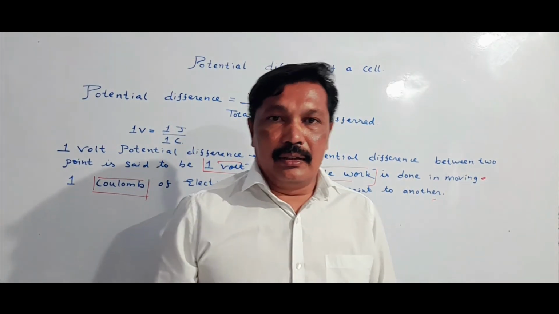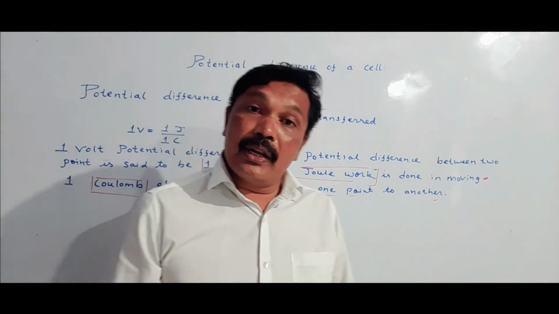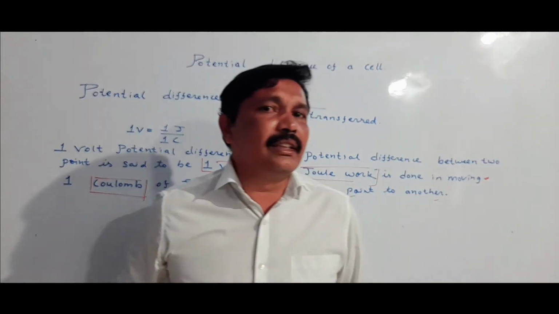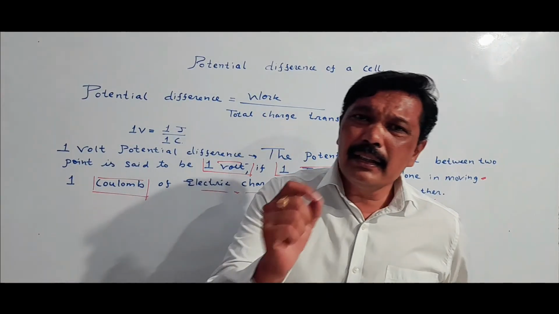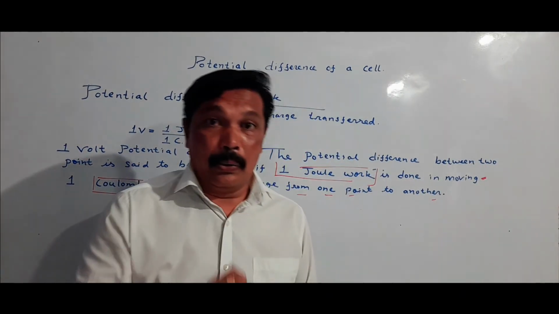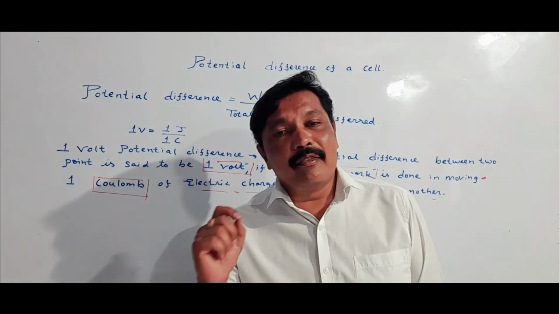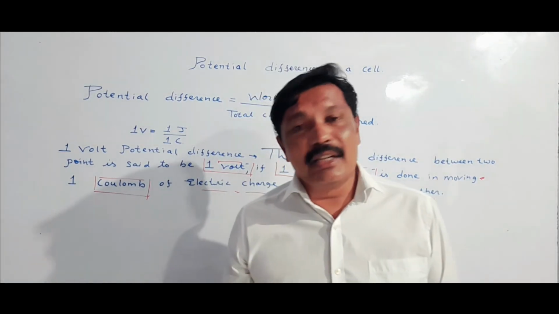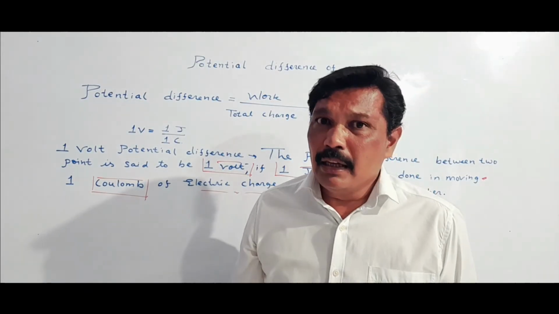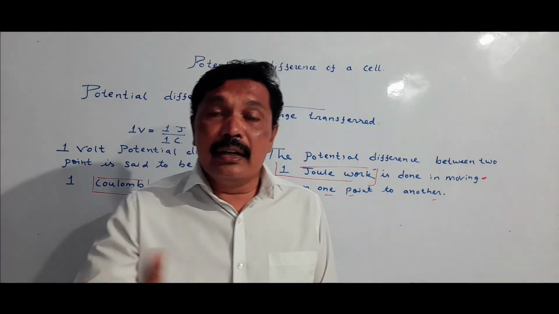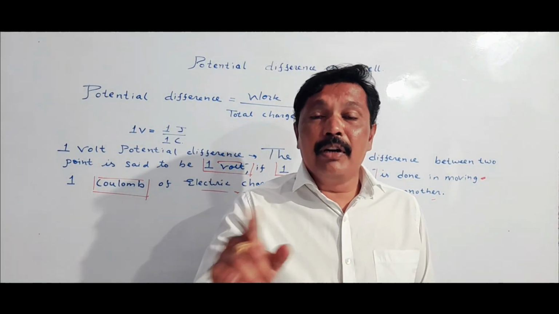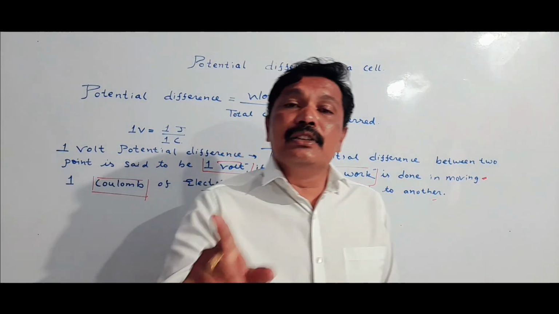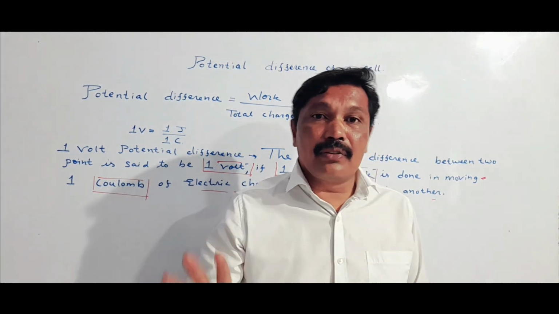My dear student, today we have studied potential difference of a cell. You all have seen the electric cell. The electric cell consists of two terminals. One is positive terminal and another is negative terminal. The positive terminal is said to be at high potential and the negative terminal is said to be at low potential. The difference in the potential between the positive terminal and the negative terminal of a cell is called as potential difference of a cell.